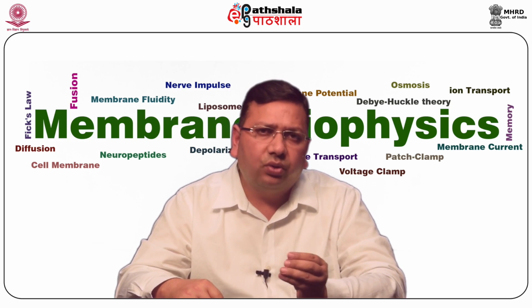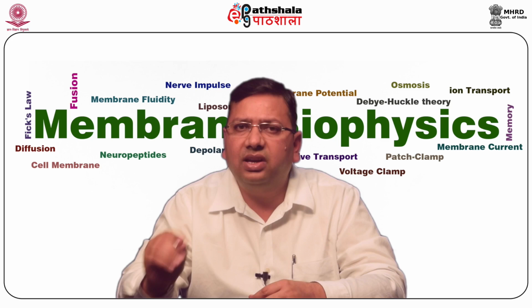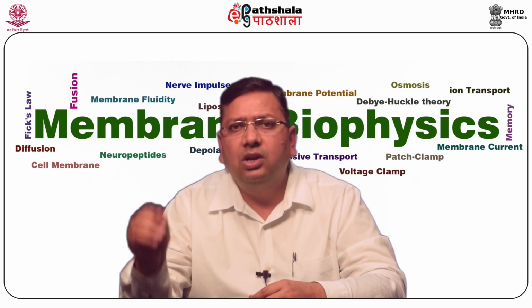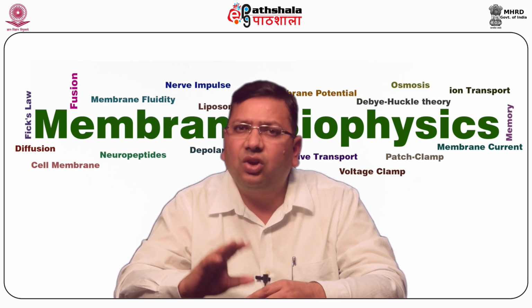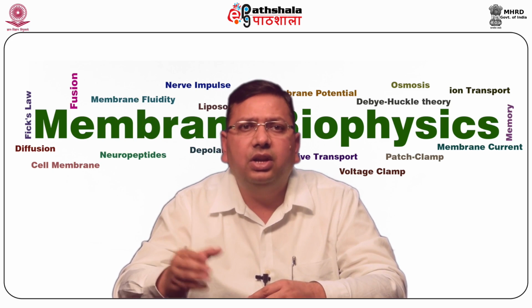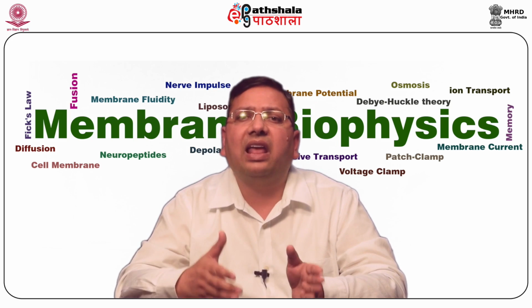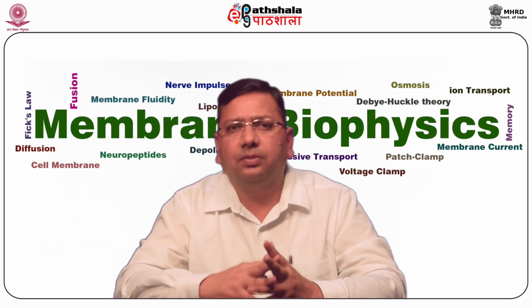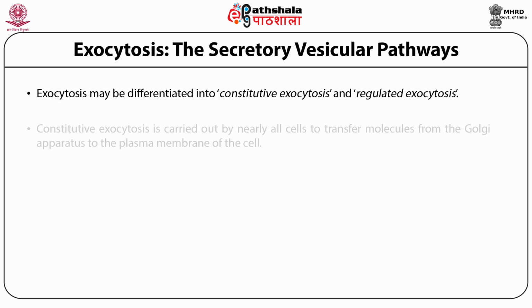Moreover, exocytosis is responsible for the transmission of a signal from one cell to another, which occurs by the secretion of neurotransmitters into the synaptic cleft in response to the arrival of an action potential. Exocytosis may be differentiated into constitutive exocytosis and regulated exocytosis or secretion.